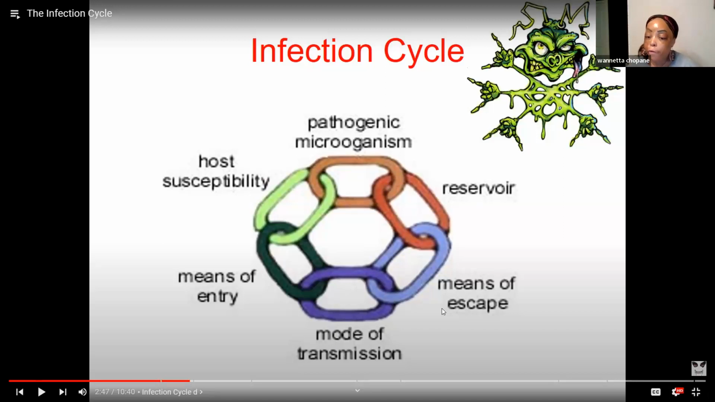Now it escaped from the floor, and now the mode of transmission is that you ate it, you drank it, or whatever the case may be. So that was the means of escape. Either you drank the germ, you ate the germ, or you breathed in the germ. So once it escapes, whether from your drinking cup or those breathing techniques, it has to transfer. That is the mode of transmission.